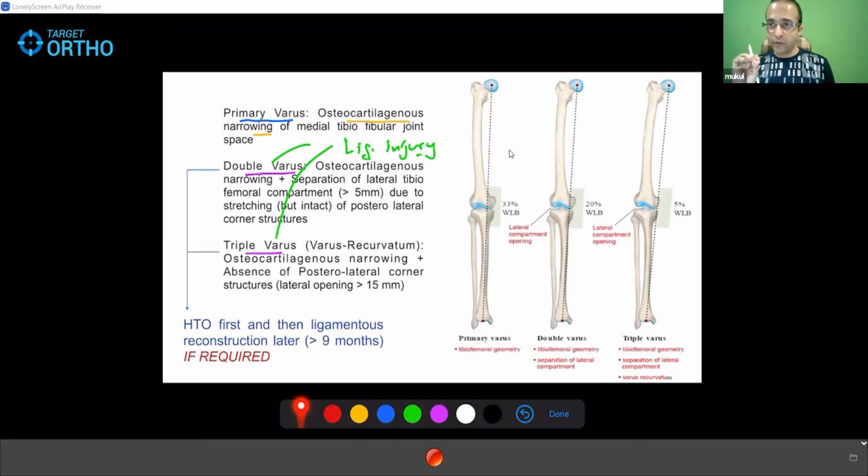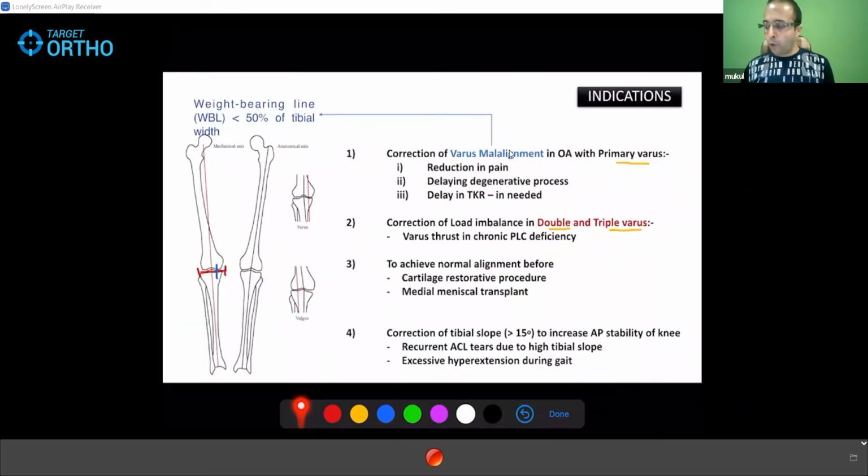That is the recommendation. Okay, so here in chronic PLC injuries, where you find this double triple varus, here also to correct that varus thrust gait, there is a role of STO. So in OA, you have primary varus. This is one indication. Then chronic PLC deficiency, which is going to produce a double or triple varus, that is another indication. Then apart from it, sometimes you plan a cartilage procedure, a meniscal transplant, something like this. So here also, because these things are gone, so there's a varus alignment. To correct the alignment, STO has a role.